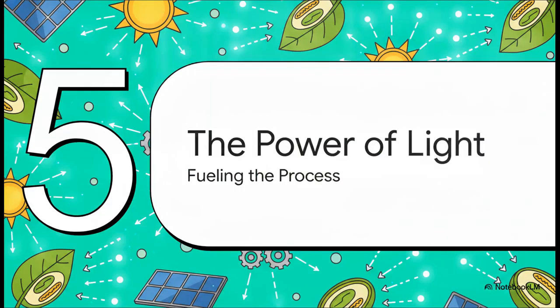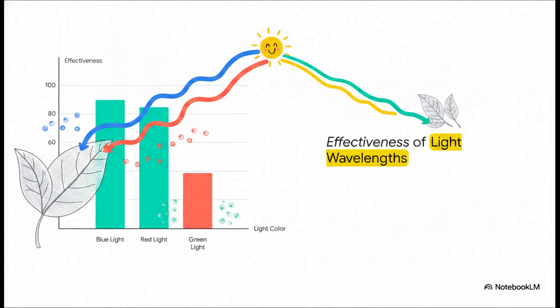And finally, section 5, the power of light, fueling the process. हमारे पास machinery ready है और solar panel set हैं. But which colors of light actually work the best? It turns out blue light and red light have very high effectiveness. ये colors सबसे ज़्यादा strongly absorb होते हैं और photosynthesis को drive करते हैं. उसके मुकाबले में green और yellow light की effectiveness बहुत low होती है. Actually, plants mostly green light को reflect कर देते हैं and that is exactly why plants हमें green नज़र आते हैं.